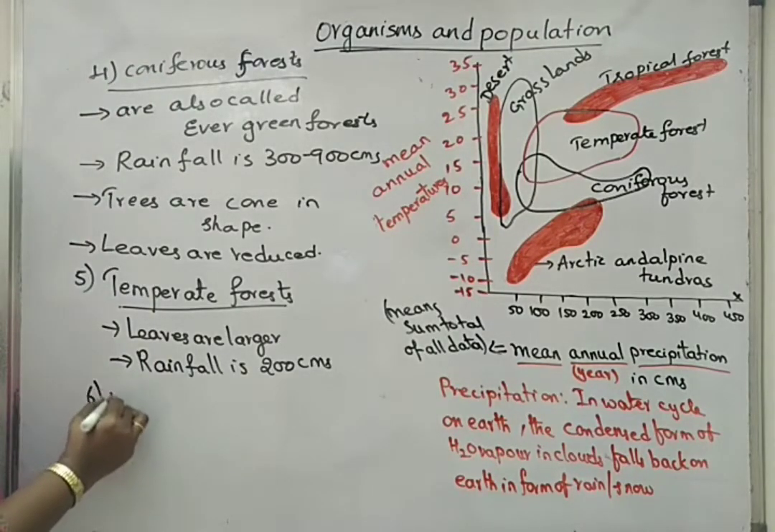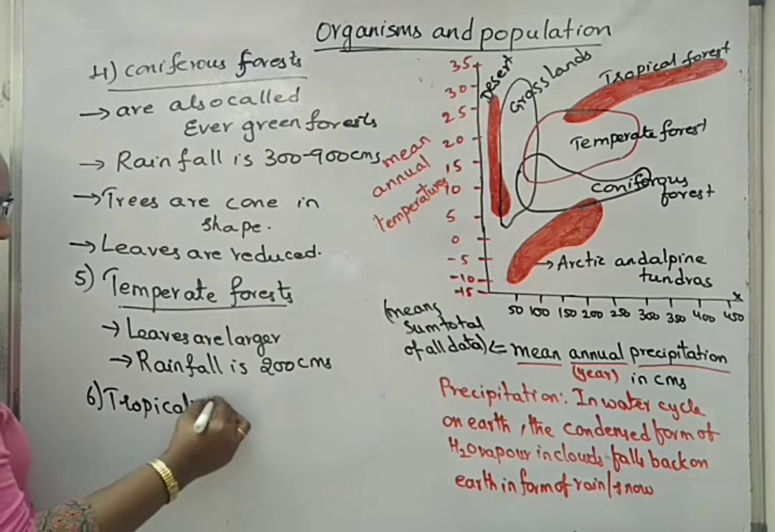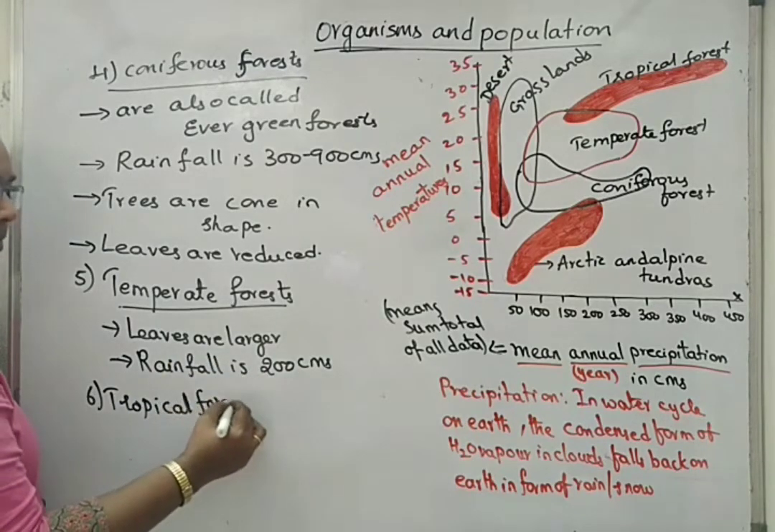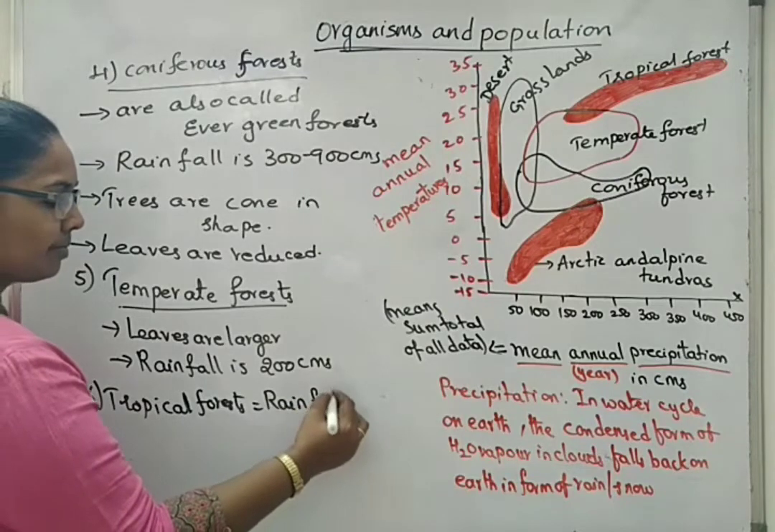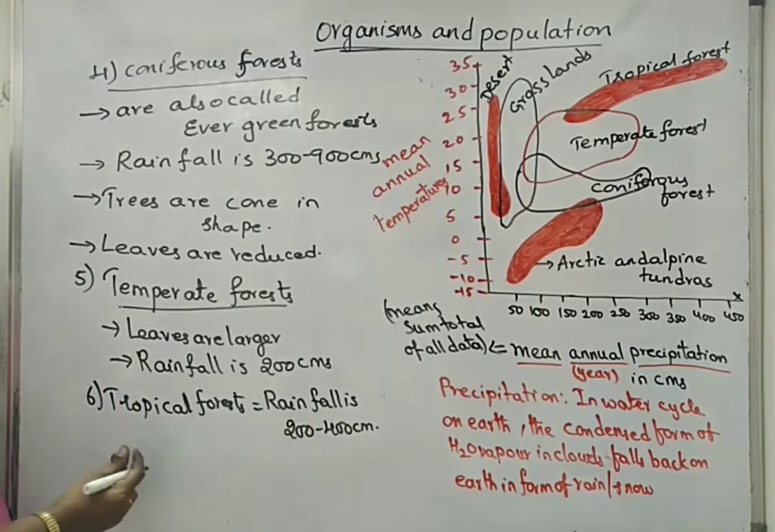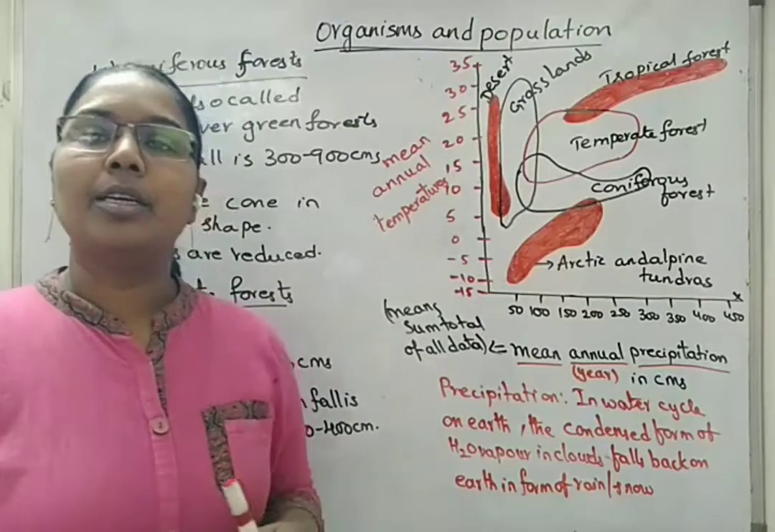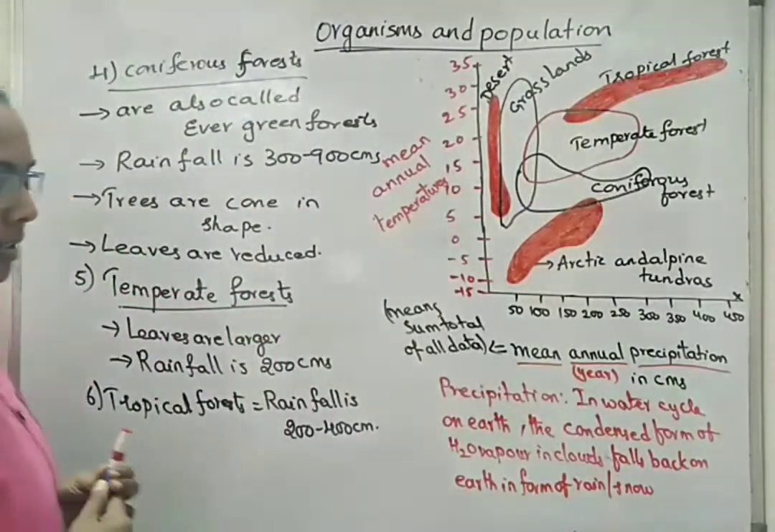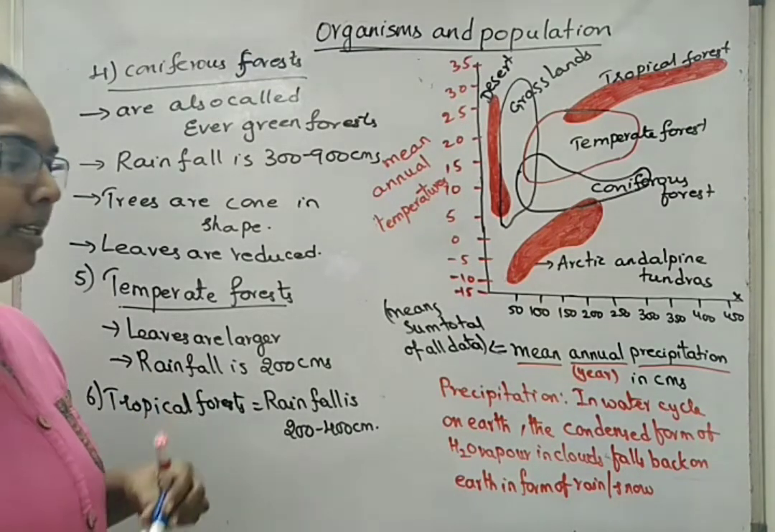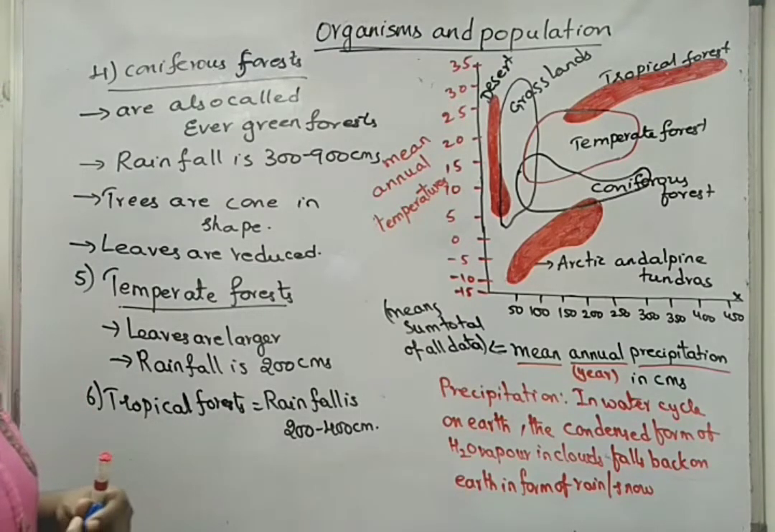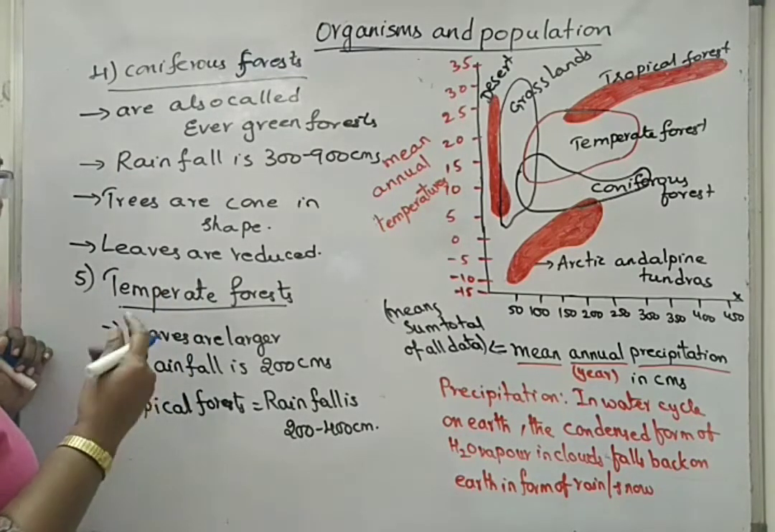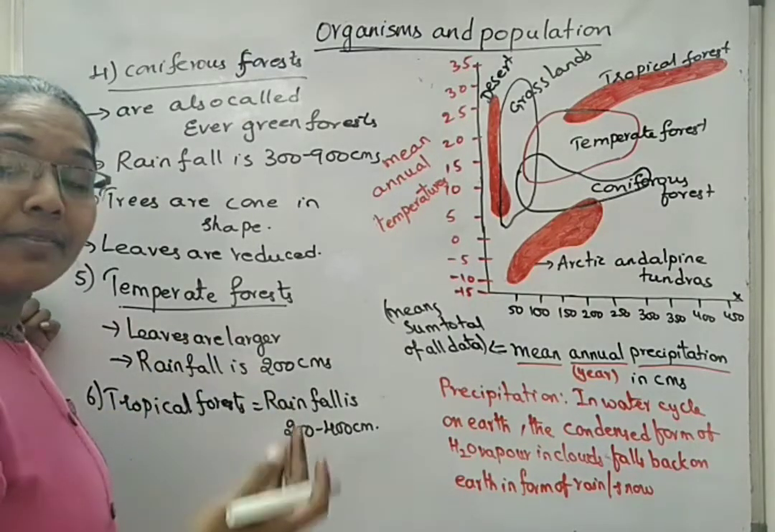So next, sixth one, tropical regions. Tropical regions or tropical forests we can say. Here rainfall is 200 to 400 centimeters. Here the leaves are not that broad compared to the temperate region leaves or plantation. There is another important thing regarding this rainfall or precipitation, that is in case of deciduous forests. Deciduous forests have very broad leaves compared to temperate regions, and there the precipitation is nearly 700 centimeters.